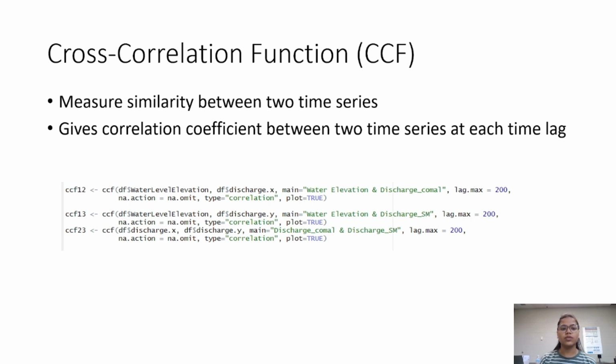I performed the cross correlation function by taking first the water elevation and discharge for Comal, then the water elevation and discharge for San Marcos, and then the cross correlation for the discharge of Comal and San Marcos. I kept the lag value of 200 for all three cross correlations.